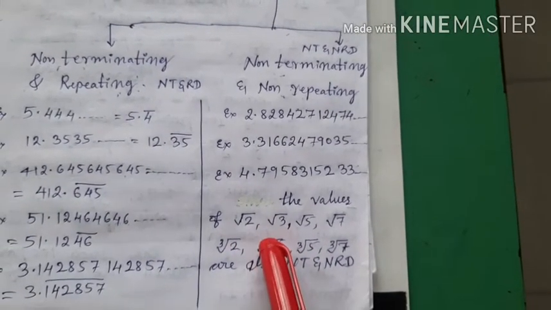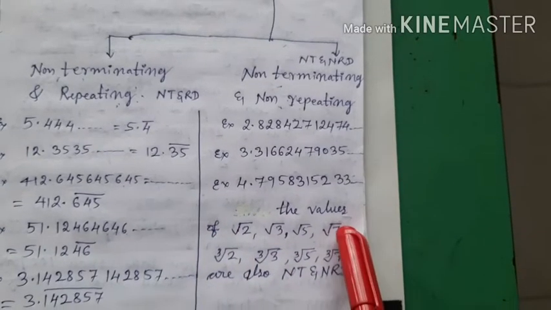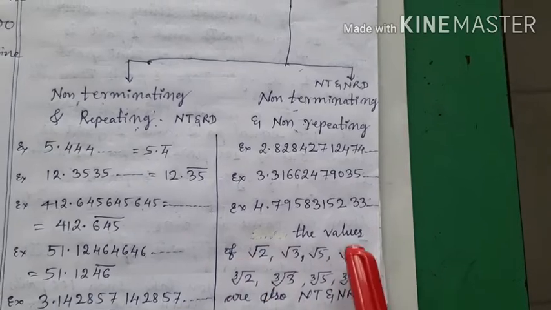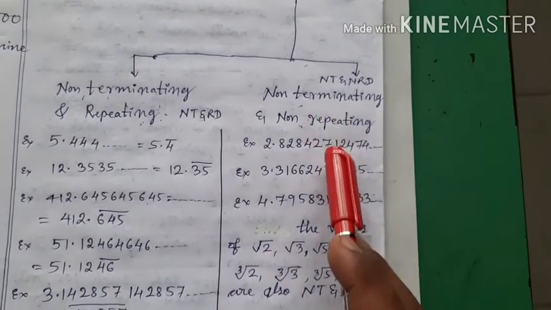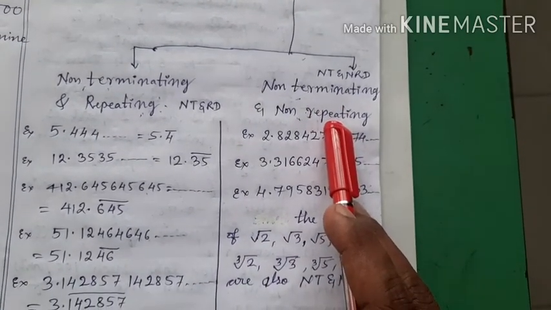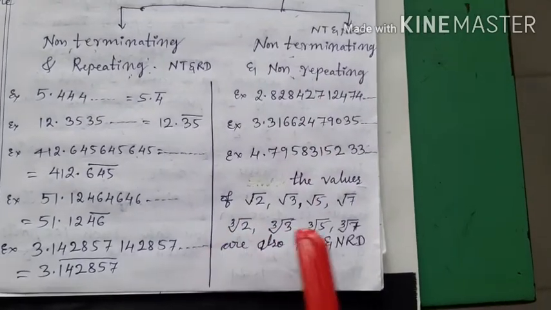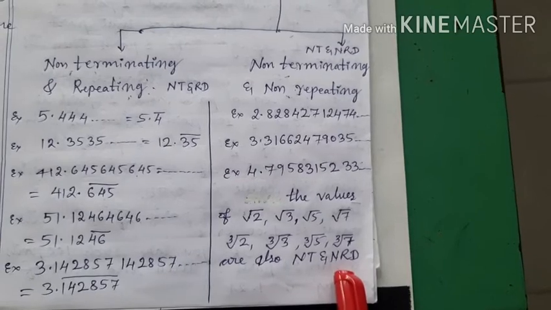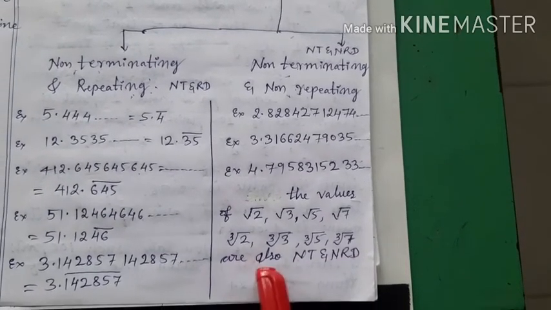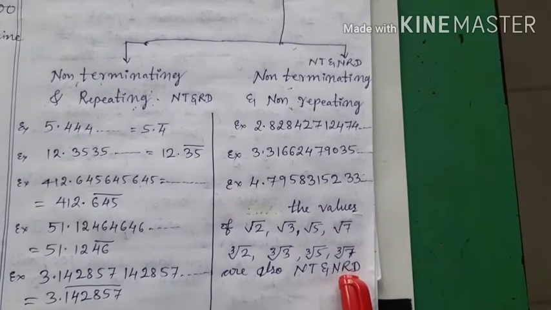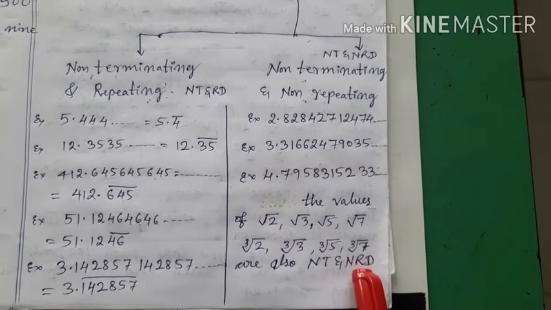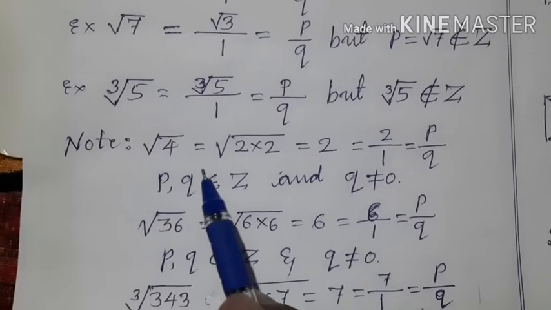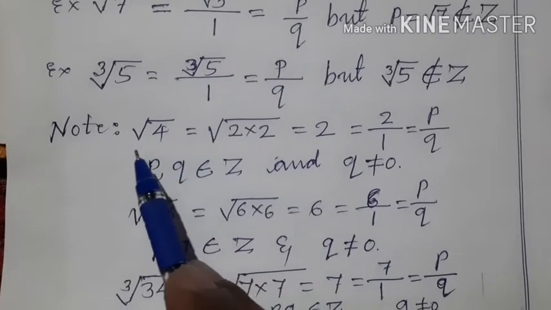No. All square roots are not irrational numbers, meaning all square roots are not non-terminating and non-repeating decimals. Similarly, all cube roots are not irrational numbers, meaning not all are non-terminating and non-repeating decimals. Let us justify our answer. Okay, please look at me, children.